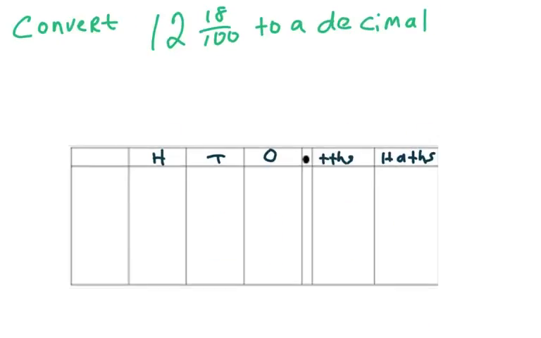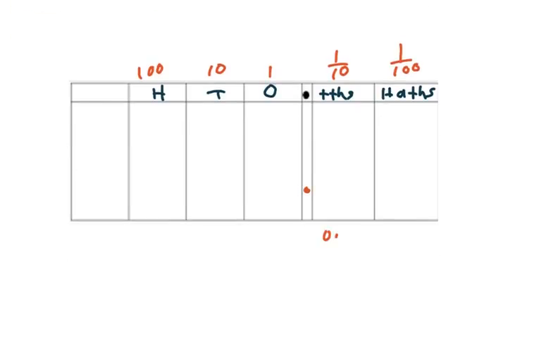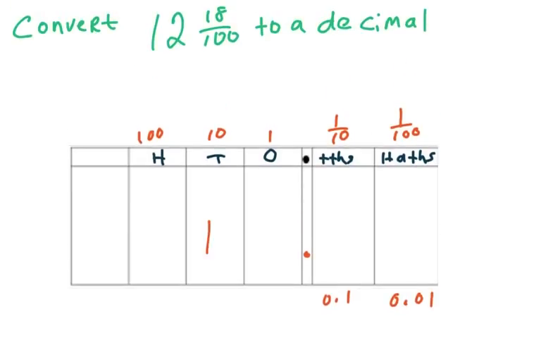So let's continue to our last example. This one is convert 12 and 18/100ths to a decimal. Put my period there, label my values. Then, the only thing I do, 1 in the 10th place, 2 in the 1's place, 1 in the 10th place, 8 in the 100th place. And that's it. That's all you have to do when you're converting fractions to decimals. And that is the end of our lesson.